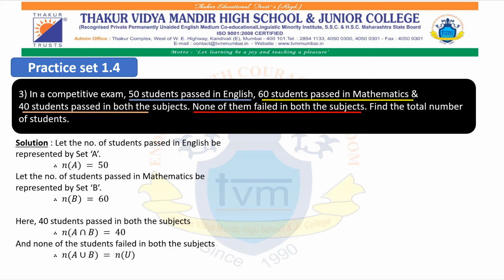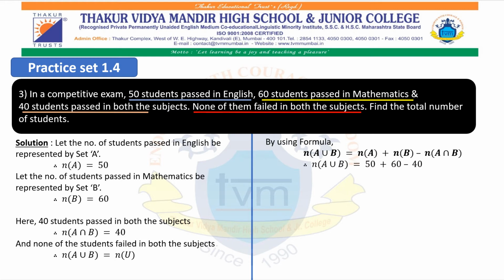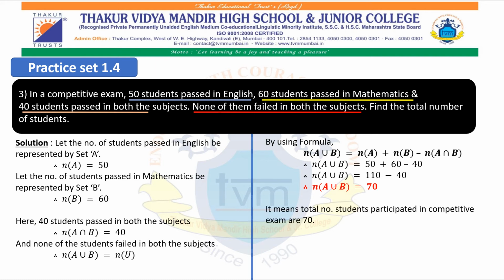We know the formula for finding out A union B. Let us apply that formula. N of A union B equals to n of A plus n of B minus n of A intersection B. Let us substitute the value. N of A union B equals to 50 plus 60 minus 40. Therefore, n of A union B equals to 110 minus 40. Therefore, n of A union B equals to 70.